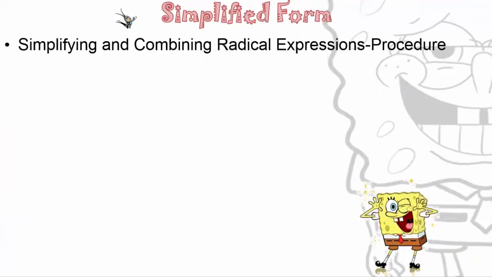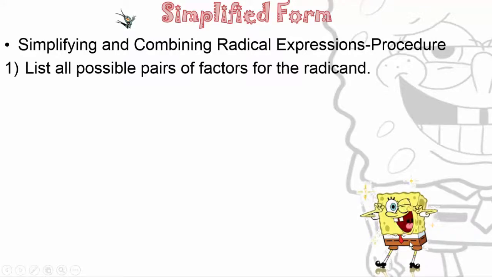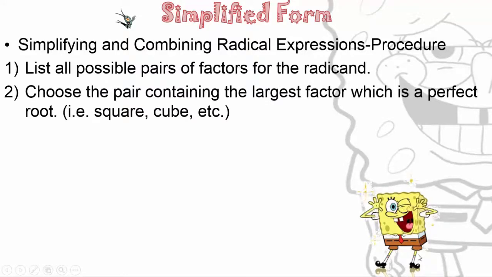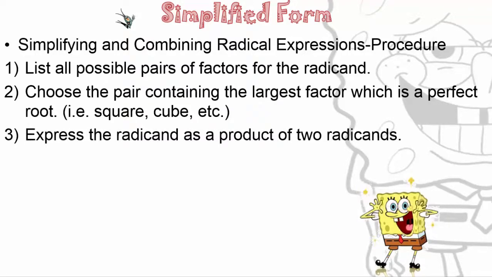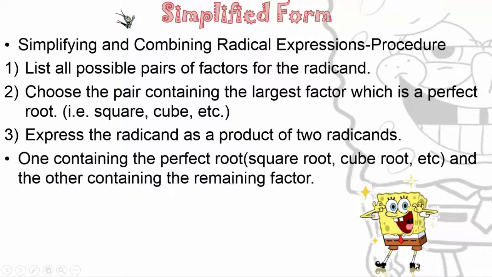Simplifying and combining radical expressions procedure. 1. List all the possible pairs of factors for the radicand. 2. Choose the pair containing the largest factor, which is a perfect root, for example, square, cube, etc. Express the radicand as the product of two radicands, one containing the perfect root, square root, cube root, etc., and the other containing the remaining factor.